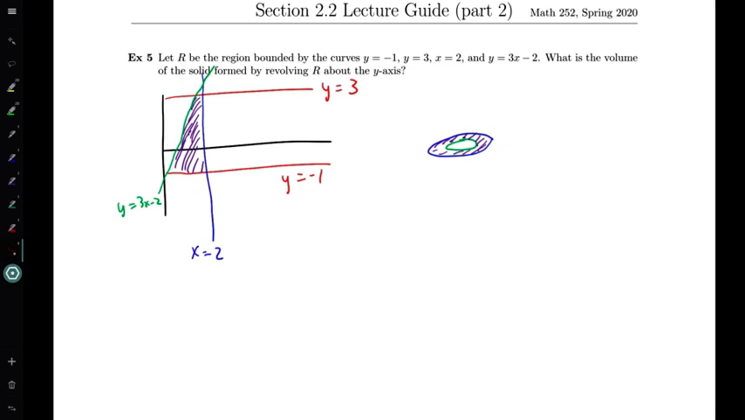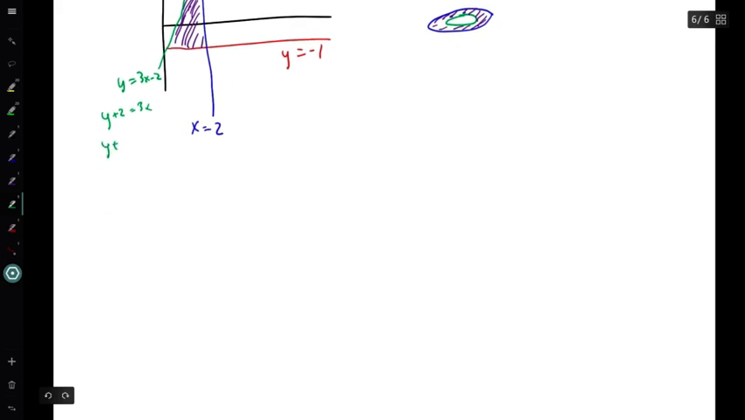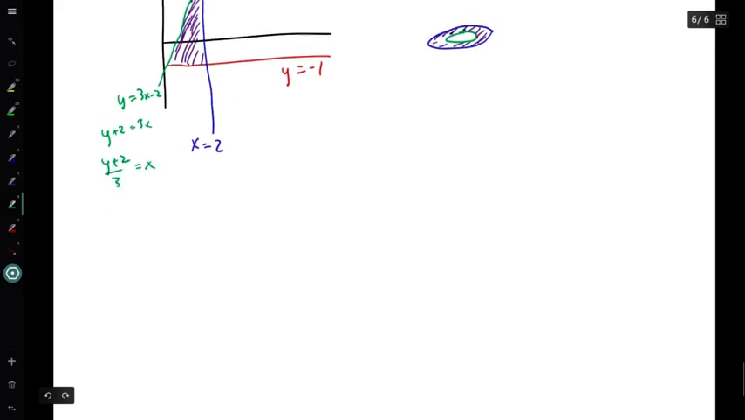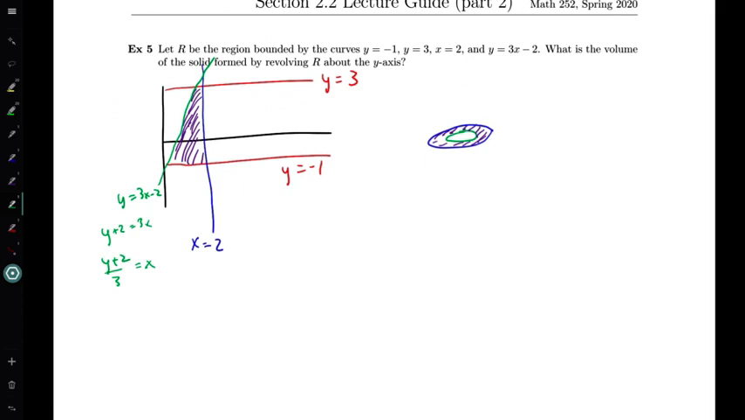But we don't have a formula telling us the x value of the green line, so we're probably going to want that. Let's take a moment to solve for it. So I'll have y plus 2 equals 3x, which is to say that (y plus 2) over 3 equals x. Great. So now the area of a given disk that I'm looking at here is going to be pi times the outer radius squared. Well, the outer radius is always 2, so its square is 4. And I want to subtract the inner radius squared. And the inner radius, we've said, has x value (y plus 2) over 3.